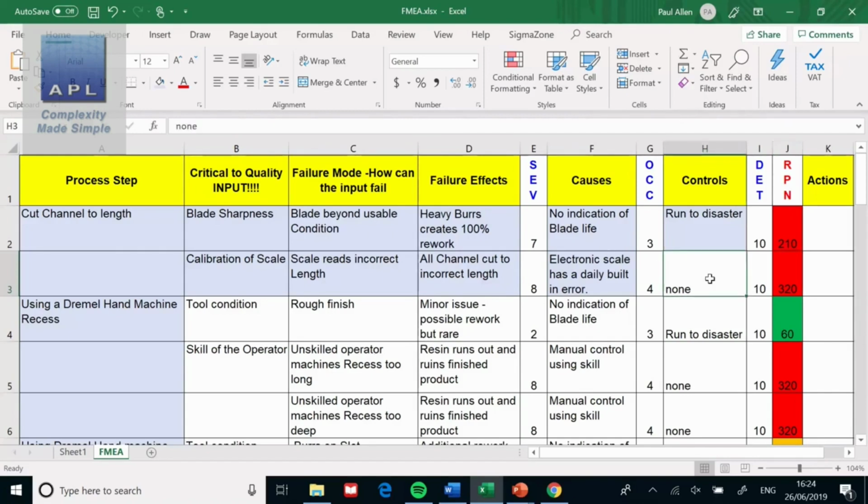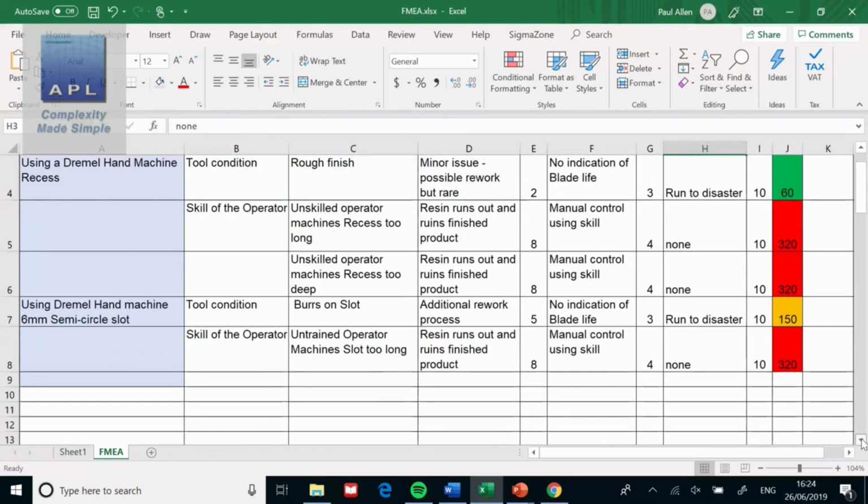So we would be doing something about that. What else have we got? Let's take a look at using the Dremel for the hand machining the recess. What are the variables? Tool condition would be one of them. Skill of the operator is the other one. They're the two inputs. If we don't get the tool condition right, we'll get rough finish. Now I've called this a minor issue, so I've scored it very low because the surface finish isn't that important on machining the recess. So this one, look, because it's got a low severity, etc., has come in at 60.